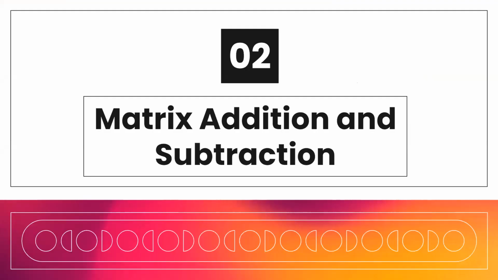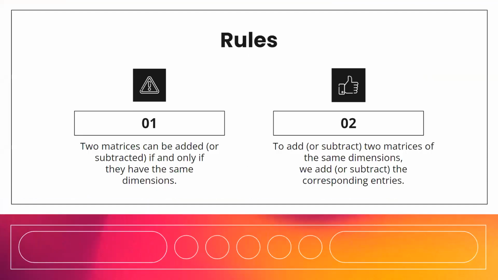Starting off, matrix addition and subtraction. The first matrix operation we'll discuss are matrix addition and subtraction. The rules for these operations are actually very simple. The first rule is that two matrices can be added or subtracted only if they have the same dimensions.